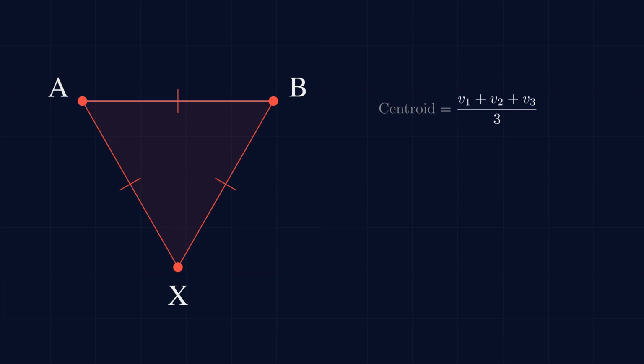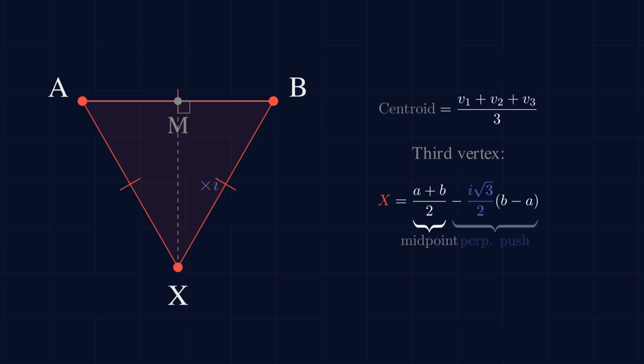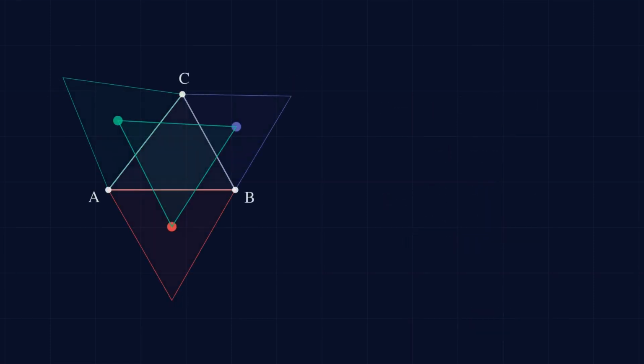It sits at the midpoint of AB, pushed outward perpendicular by a factor of √3/2. And here's where complex numbers shine. Perpendicular just means multiply by i. Watch the algebra unfold on screen, and the center is simply the average of all three vertices. Now here's where the magic happens. After simplifying, watch the screen.